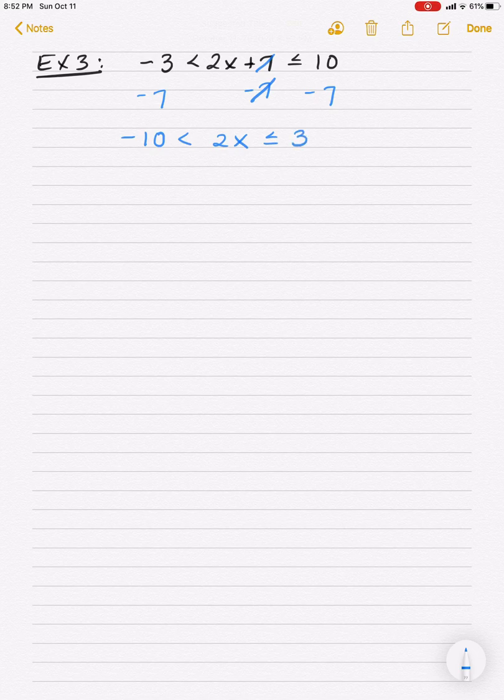Okay, so now I look in the middle again and I think, how do I get x by itself? Well, it's 2 times x, so we're going to divide by 2. But we're going to divide each inequality by 2. And so I have -10 divided by 2 is 5, less than x, which is less than or equal to 3/2.